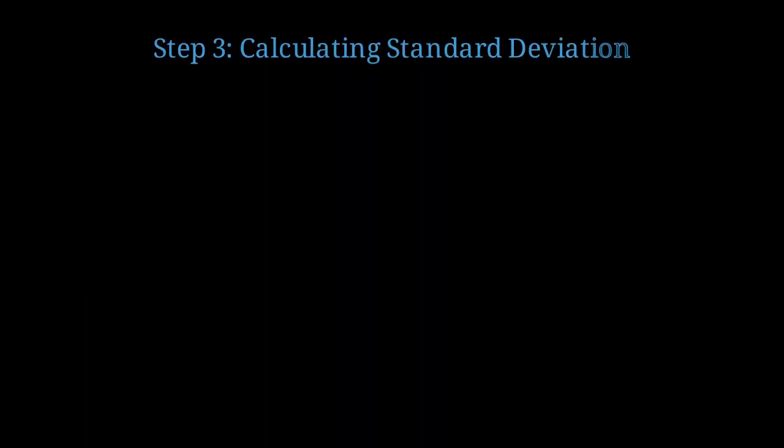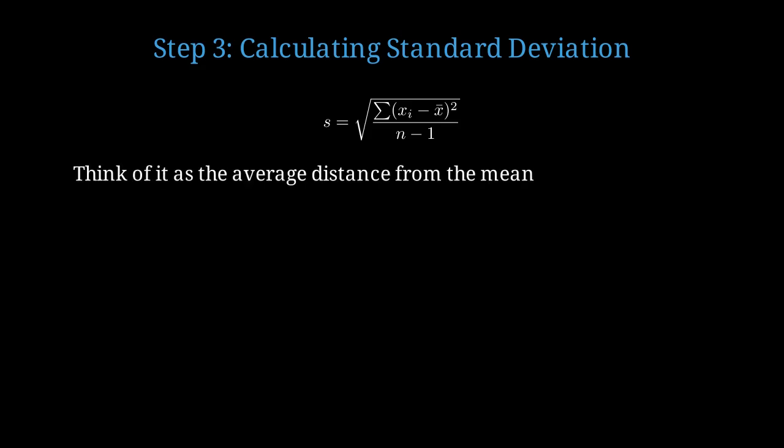Next, we calculate standard deviation, which measures how spread out your data is from the mean. Standard deviation s equals the square root of the sum of x sub i minus x bar squared, divided by n minus 1. Think of standard deviation as roughly the average distance that data points are away from the mean. It quantifies the scatter, or variability.